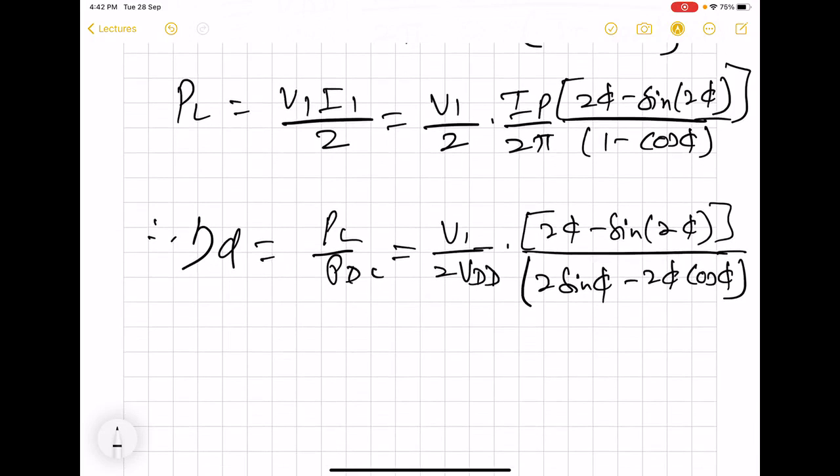So what we observe here, like the case of class B and class A, that this efficiency is function of the fundamental voltage, or it can also be written in terms of the fundamental current of the drain current. That means we will have to change the input so that we get the maximum efficiency.